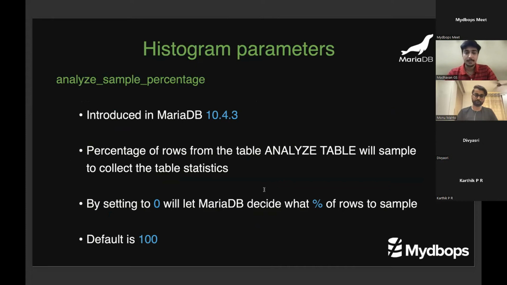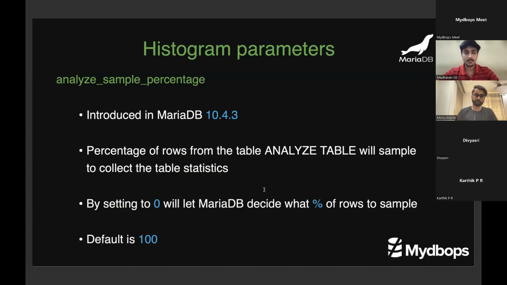The percentage of rows from a table that will be sampled when we run analyze table depends on the value of this parameter. By default it is 100, which means it will go for a full table scan. It will try to accumulate all the data present in the table.